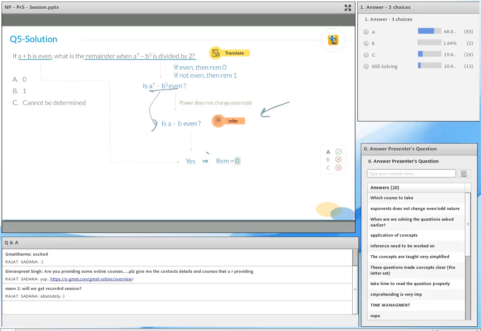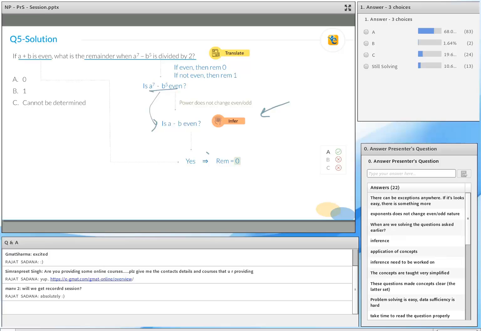When are we solving the questions asked earlier? After we solve these 20 process skill questions. Well, we'll solve about 9 process skill questions, I believe, in this third. After a few more questions, we'll solve three of the questions that you solved earlier. The concepts are taught very simplified, yes. Problem solving is easy, data sufficiency is hard. Well, over here we are not even dealing with problem solving or data sufficiency. What we are dealing with is just how you take information and start to process that information step by step.